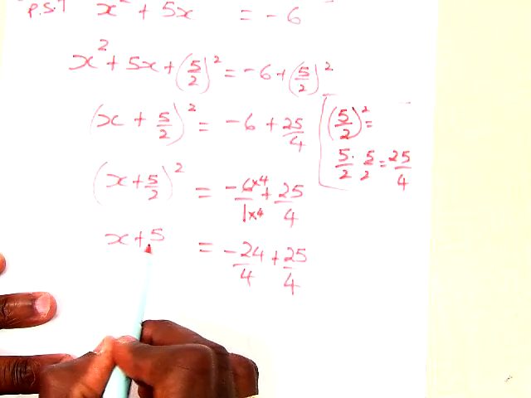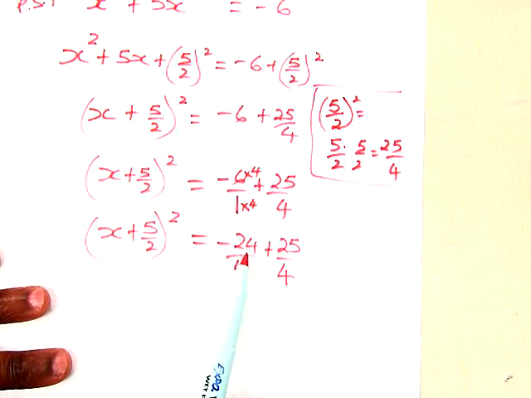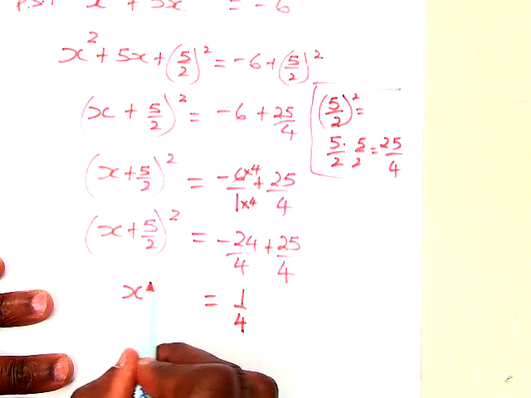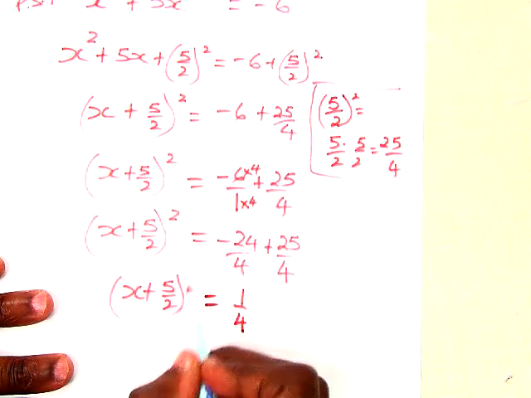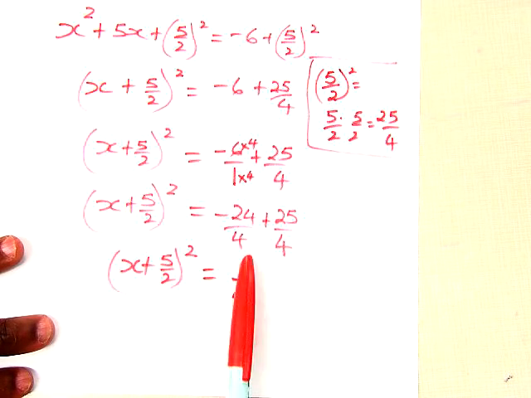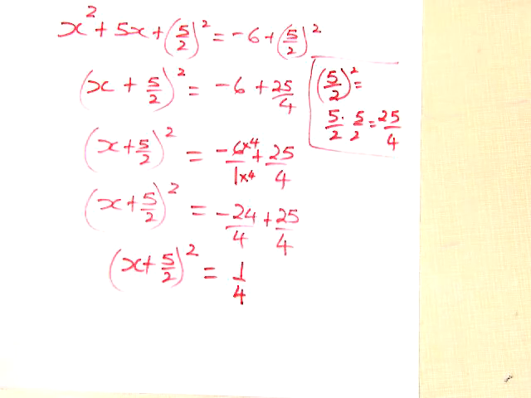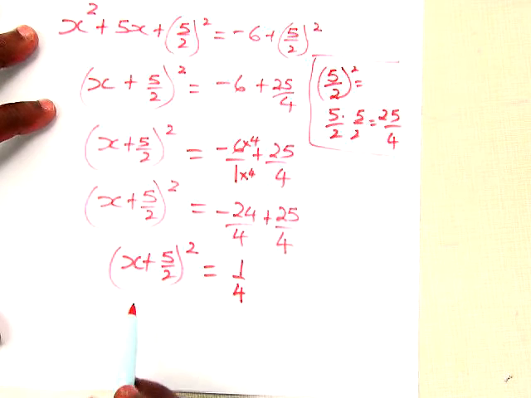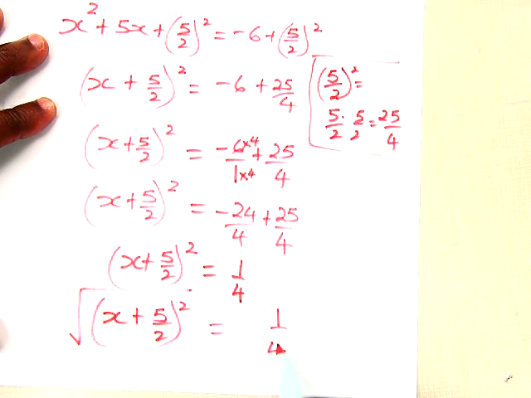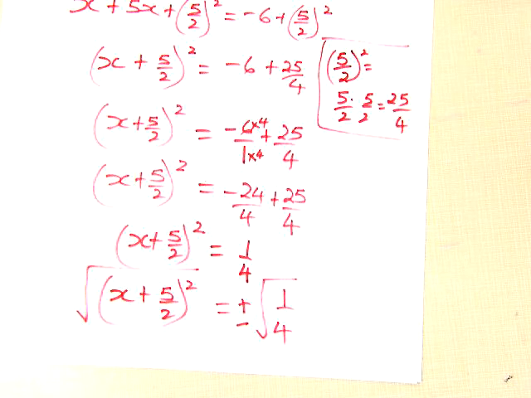Let's keep my left side. Negative 24 plus 25 gives me 1. So that's equal to 1/4. Keep the left side. So now that I have it as a binomial squared equals 1/4, my next step is to find the square root of both sides. So that's x plus 5 over 2 all squared, square root, and I want the square root of 1/4, and I want the two roots as well, plus or minus.